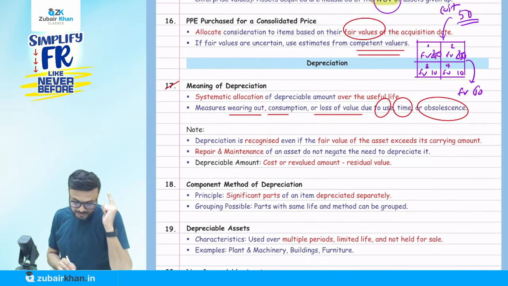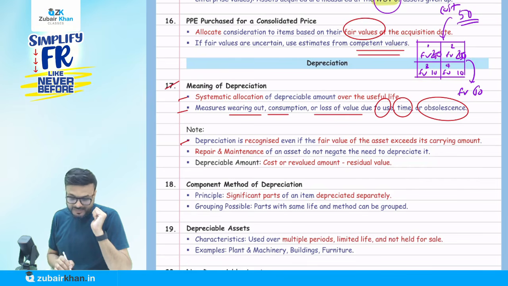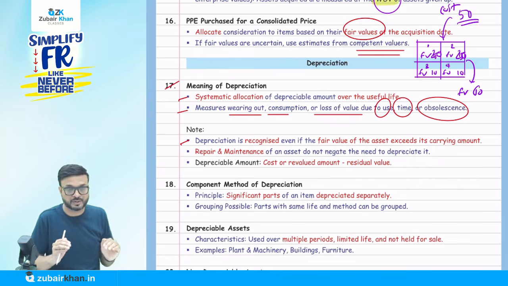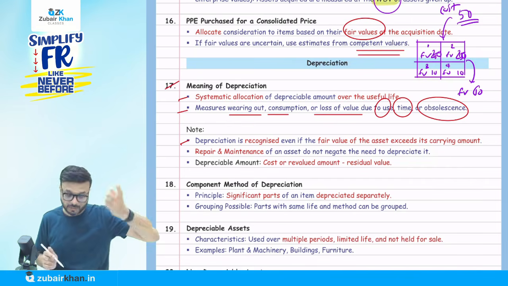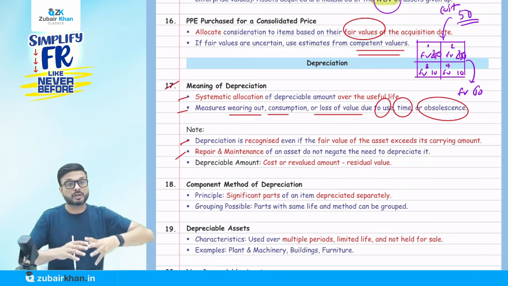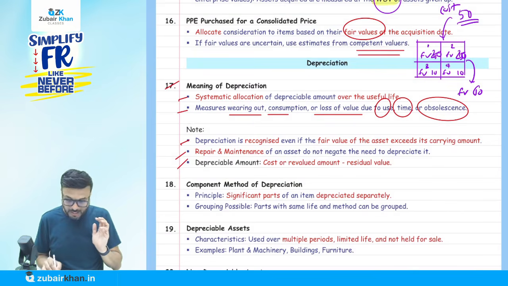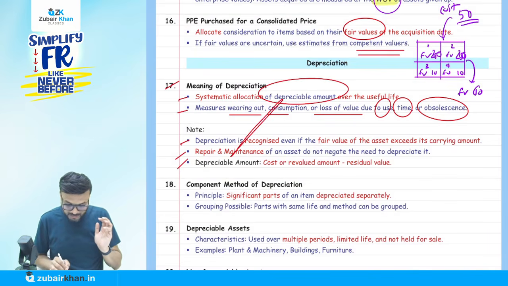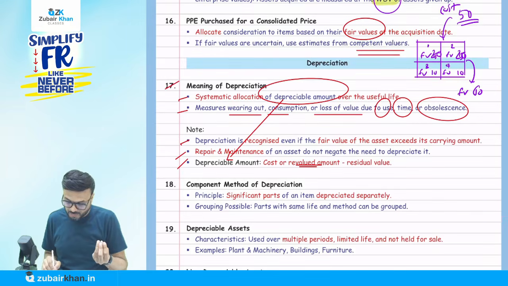Note that depreciation is recognized even if the fair value of the asset exceeds the book value. You cannot say that I'm not going to charge depreciation because the fair value of the asset in the market is more than the book value. Repairs and maintenance of an asset do not negate the need to depreciate. You cannot say I'm doing the repairs and maintenance properly, so no need to depreciate. You have to do depreciation. And what do you mean by depreciable amount? Depreciable amount means the cost or the revalued amount of PPE minus residual value.